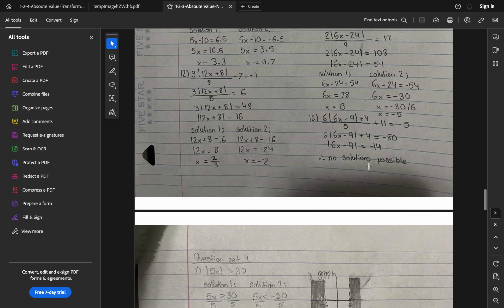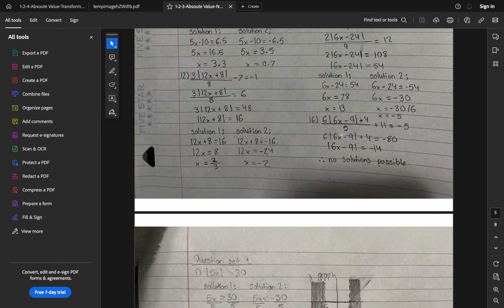Okay, finally, on to question number 16. This question is 6 times the absolute value of 6x minus 9, plus 4, divided by 5, plus 11 is equivalent to negative 5. Once again, we isolate. So first things first, we move the 11 over, so it becomes minus 11 from both sides, and then we times both sides by 5, so we get 6 times the absolute value of 6x minus 9, plus 4, is equivalent to negative 80.